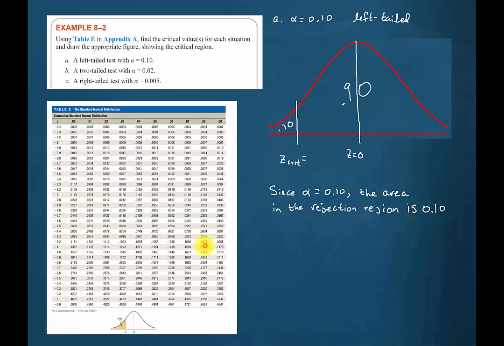And then next to that, we find 0.1003 at minus 1.28. Now, 0.0985 is 15 ten-thousandths less than 0.1. 0.1003 is 3 ten-thousandths greater than 0.1. So since this value is closer, we're going to select minus 1.28 as our critical z-value. Again, that means that's the point where 10% of the area has accumulated. So this value will be minus 1.28.